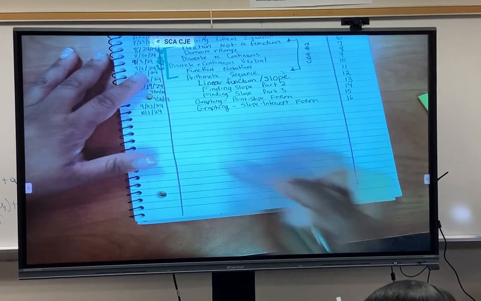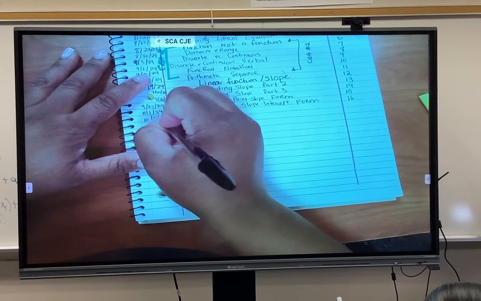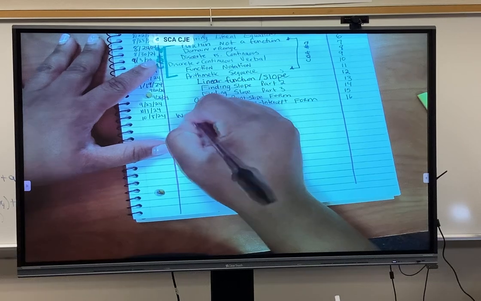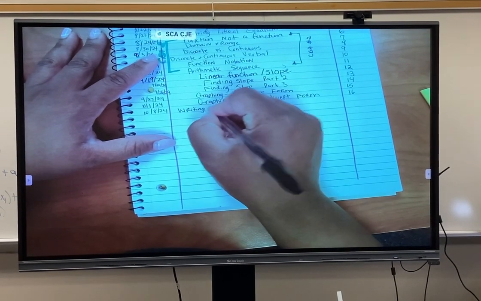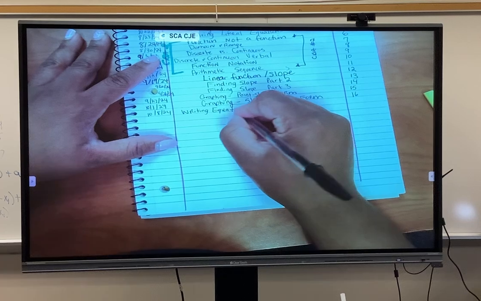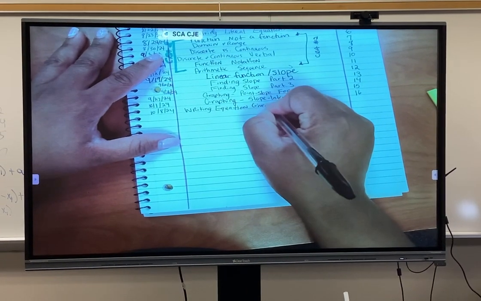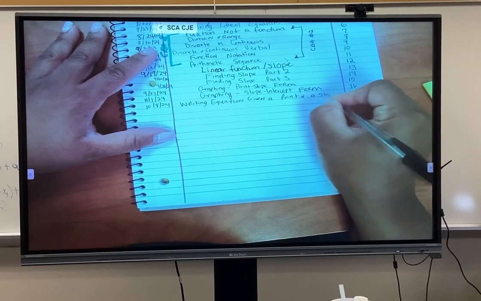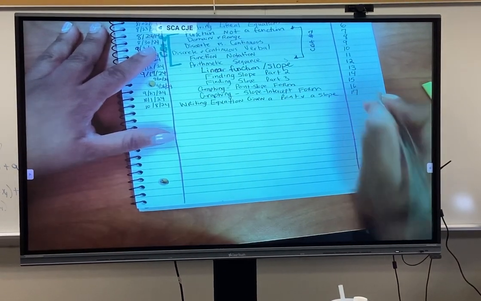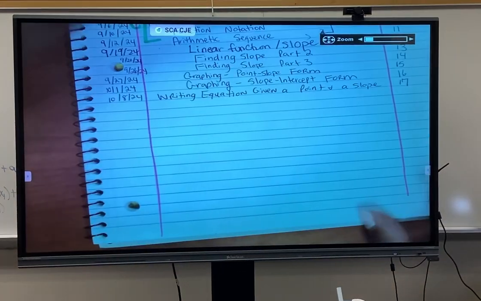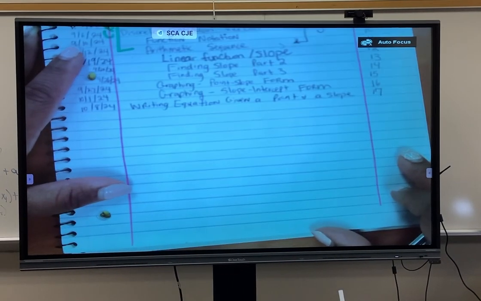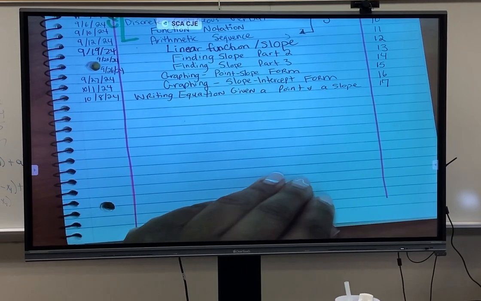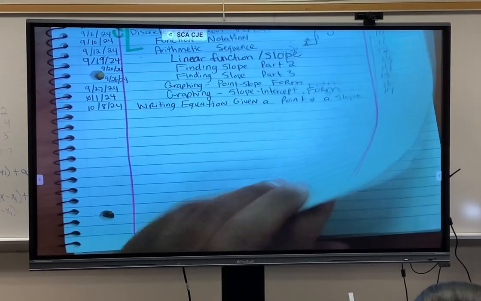All right, so today is the 8th, and our topic is going to be writing equations given a point and a slope. We're going to be on page 17. Now let's go to page 17.